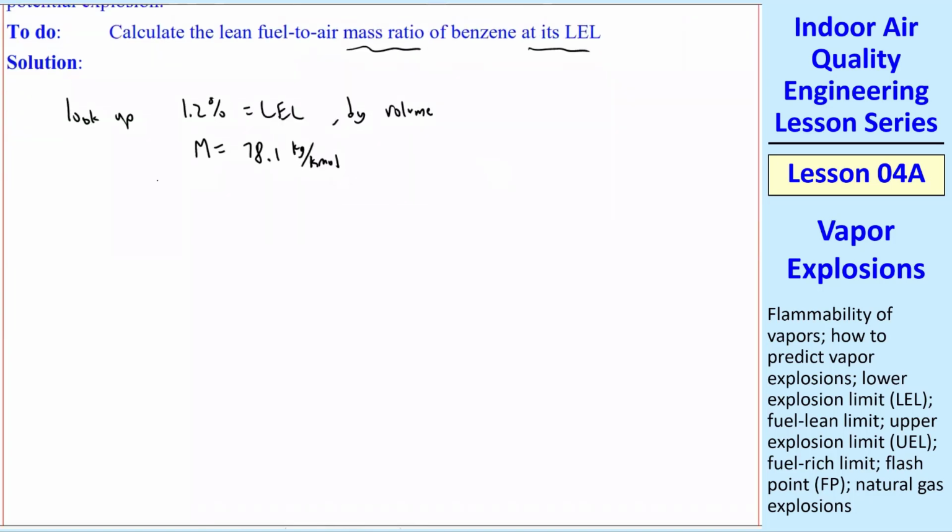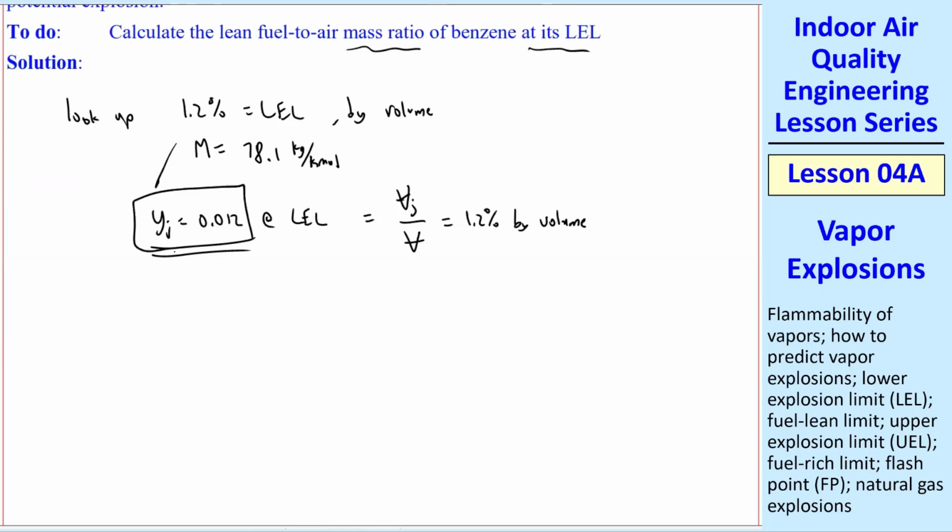And so with that, you divide by 100. So Yj is 0.012 at the lower explosion limit. And this is also equal to Vj over V, as we learned the first week of class. And that is 1.2% by volume. That's what that means. So that's why we can divide by 100 and say that Yj is 0.012.